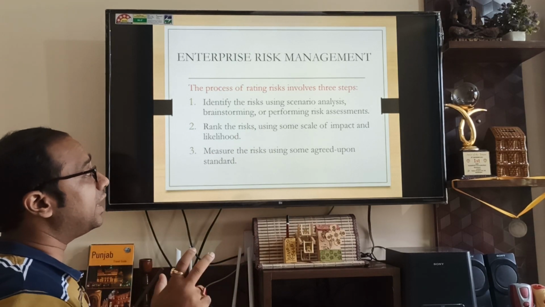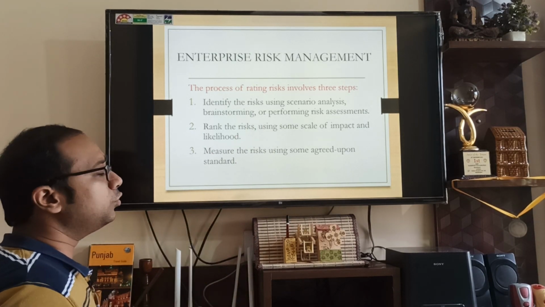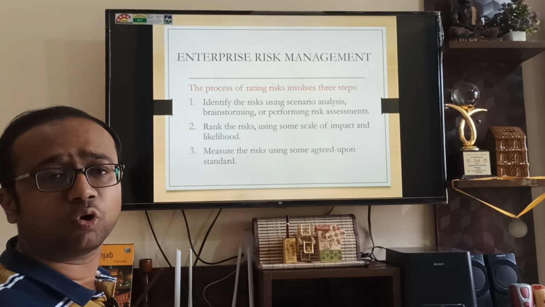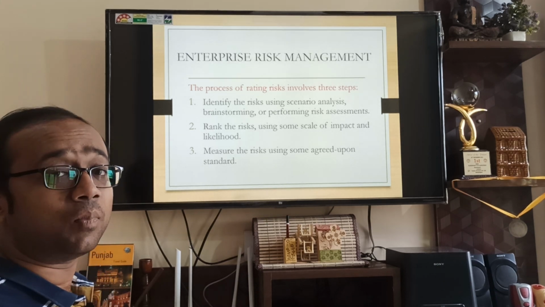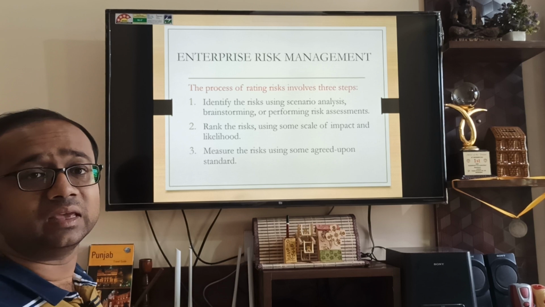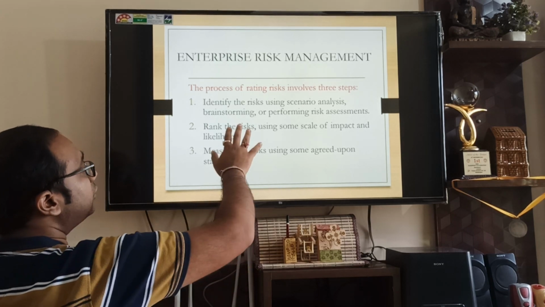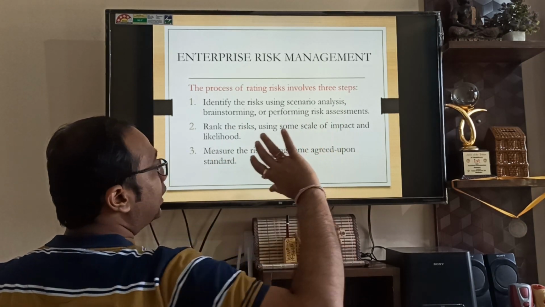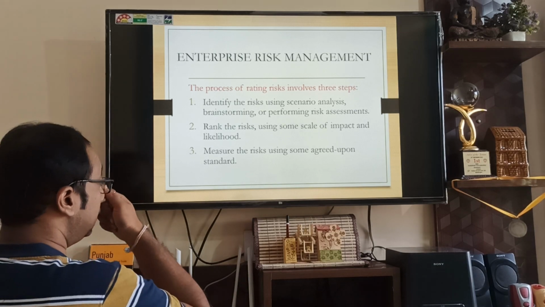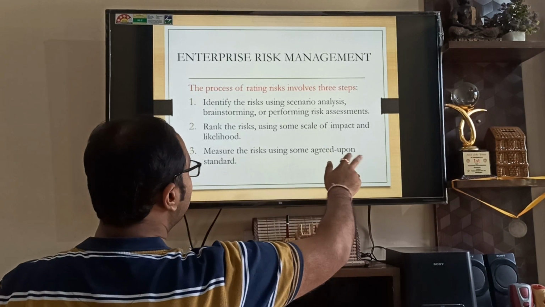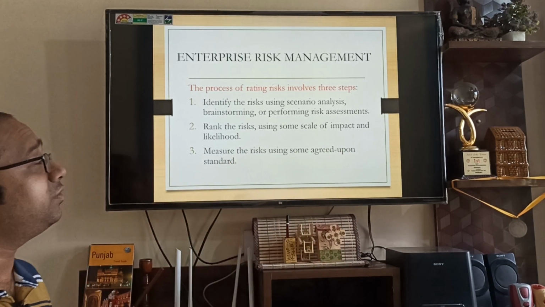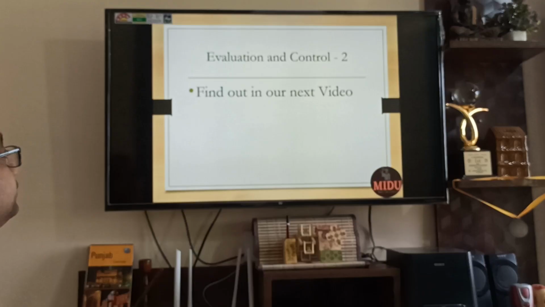Sometimes the likelihood is very less. So the risk of something like COVID happening, no one had thought, likelihood was less, but the impact was too high, right? So you need to see all this and you need to rank, and you take a mix and match of the impact and likelihood. Then you measure the risk using some agreed upon standard. That is known as enterprise risk management.